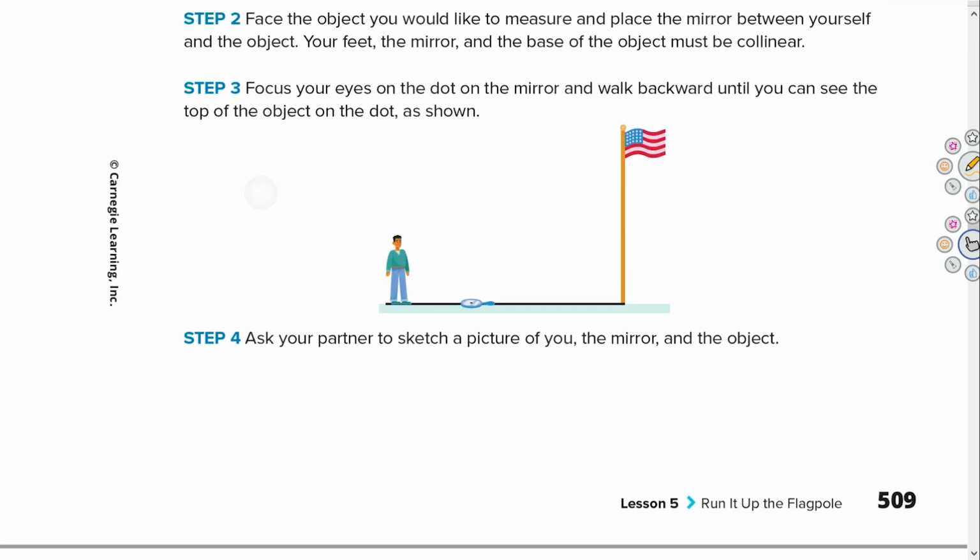An example of that is right here. There's a guy in a green sweater. He puts a mirror on the ground and then backs up until he can see the top of the flagpole in the mirror. So what's happening is, from his eyes, not the top of his head, to the mirror, to the top of the flagpole.